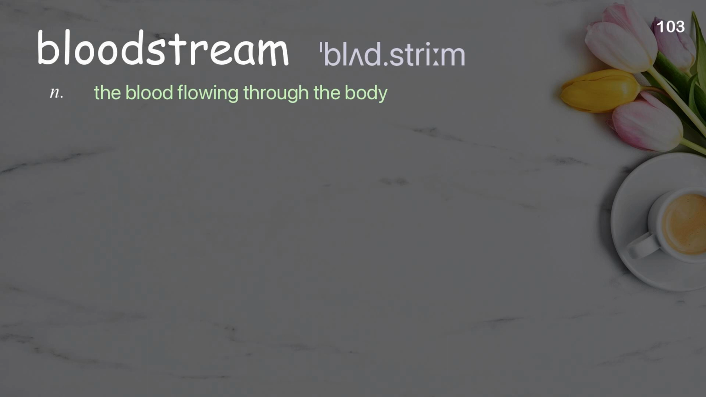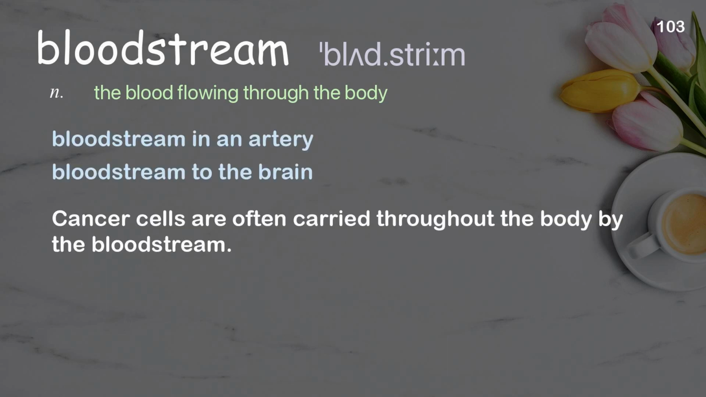Bloodstream. The blood flowing through the body. Examples: Bloodstream in an artery. Bloodstream to the brain. Cancer cells are often carried throughout the body by the bloodstream.